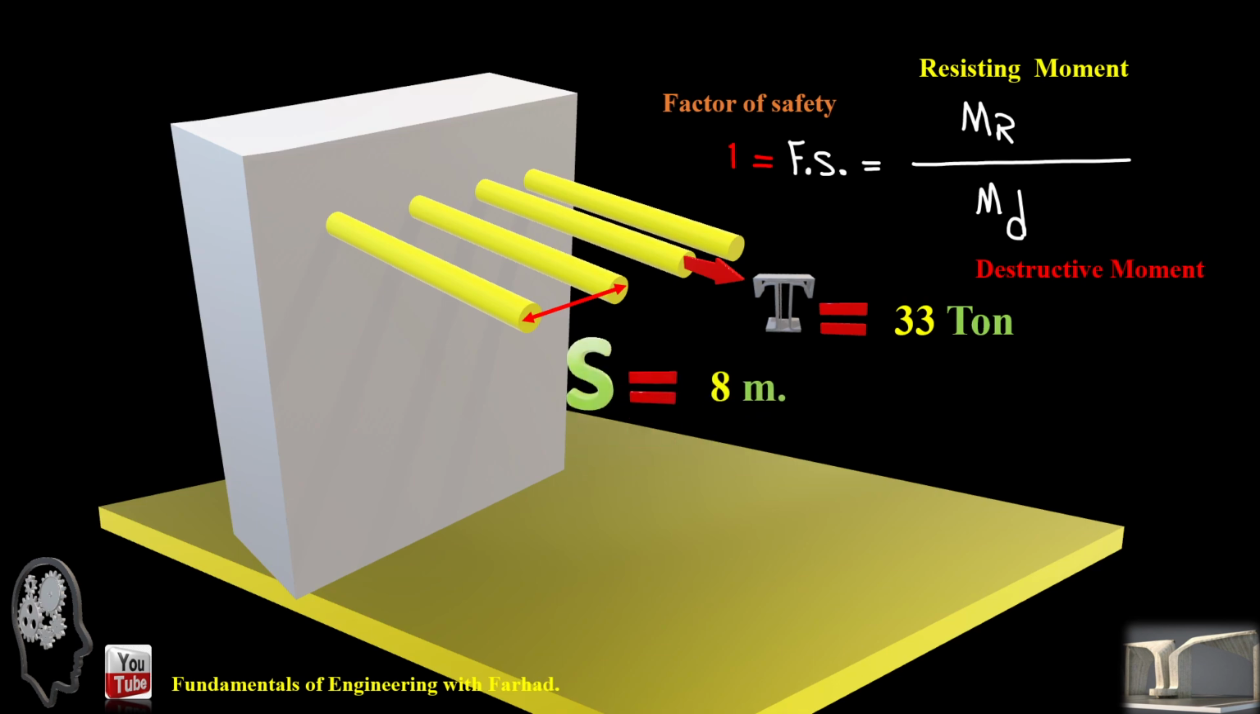So again, if you have a factor of safety against overturning and you are provided with a tensile force in the rod, like 33 tons in our problem, the distance of each of them should be 8 meters apart. Thank you. We'll solve more problems in retaining structures.